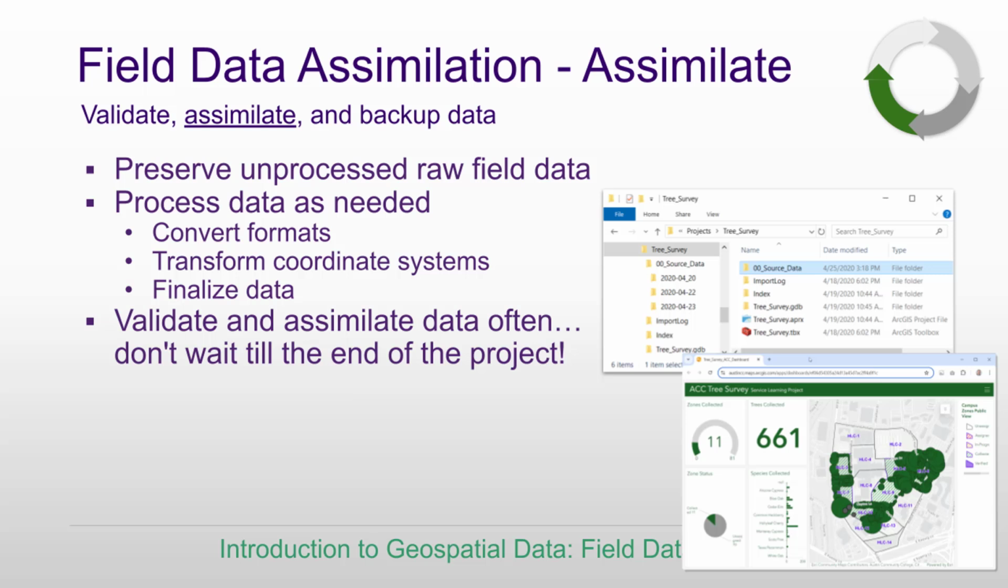And I do that because that's where I store the raw data. And then as I process the data, for example, as I convert it to different formats, or transform the coordinate system, or I'm finalizing the data, I do that in the project geodatabase. So if there's an error, again, I can always go back to the unprocessed raw field data. So you really want to make sure that you're validating and assimilating your data often. Don't wait till the end of the project, because if you find a flaw in your process at the very end of the project, you might have to redo the entire project.